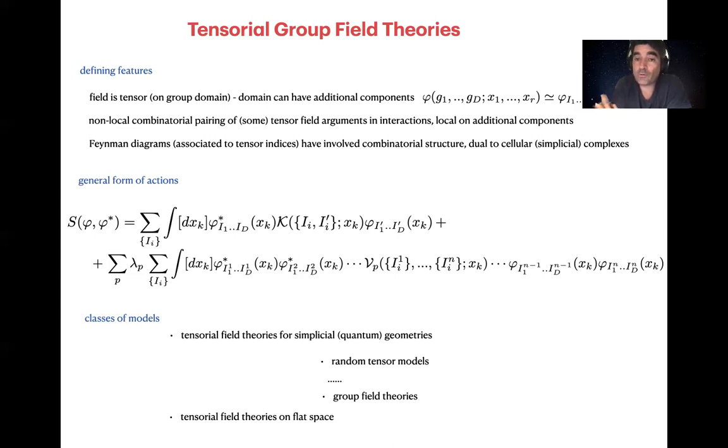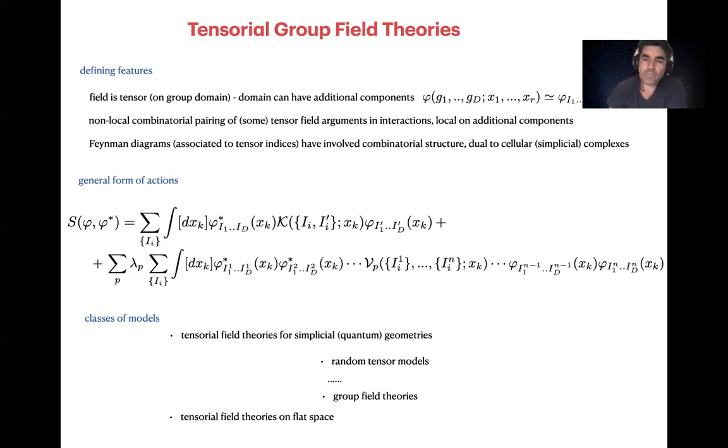These field theories are going to be non-local in the pairing of the arguments with respect to some of these arguments of the field, but they can be local on the additional components of the domain. We're going to see examples of both. As a consequence of this non-local pairing of the tensor arguments, the Feynman diagrams have a more involved combinatorial structure compared to usual local field theories, and they are in fact dual to cellular, often simplicial complexes.